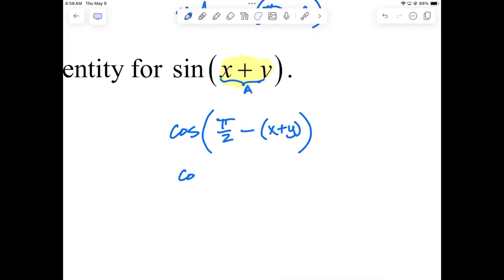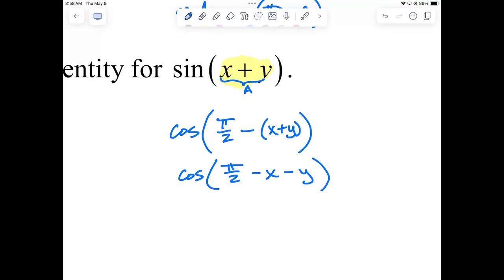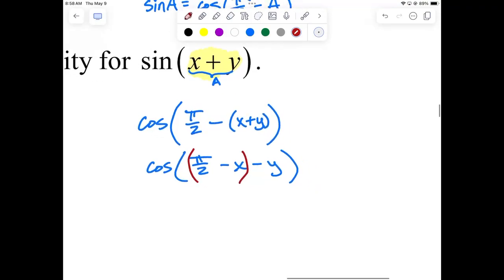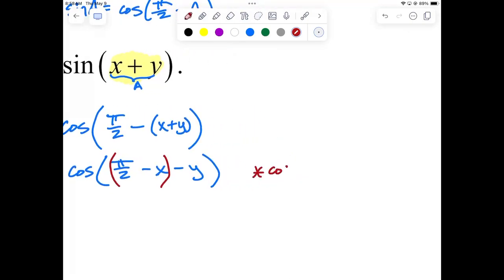All right, now let's distribute the negative, and we get pi halves minus x minus y. Now what I'm going to do is associate the first two terms together instead of originally what was associated, the last two together. Now I'm going to use the composite identity for cosine that we already learned. Let's write it off to the side. Remember, cosine of a minus b was cosine a, cosine b, plus sine a, sine b. You agree with that too?